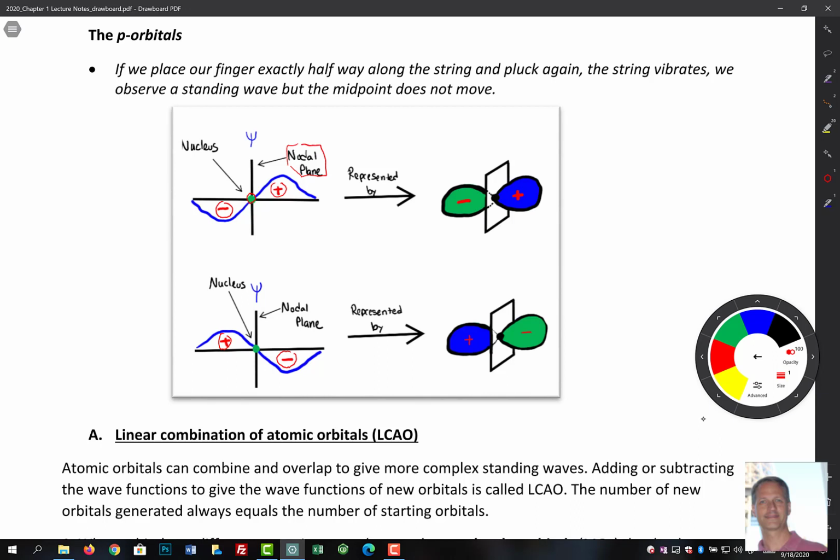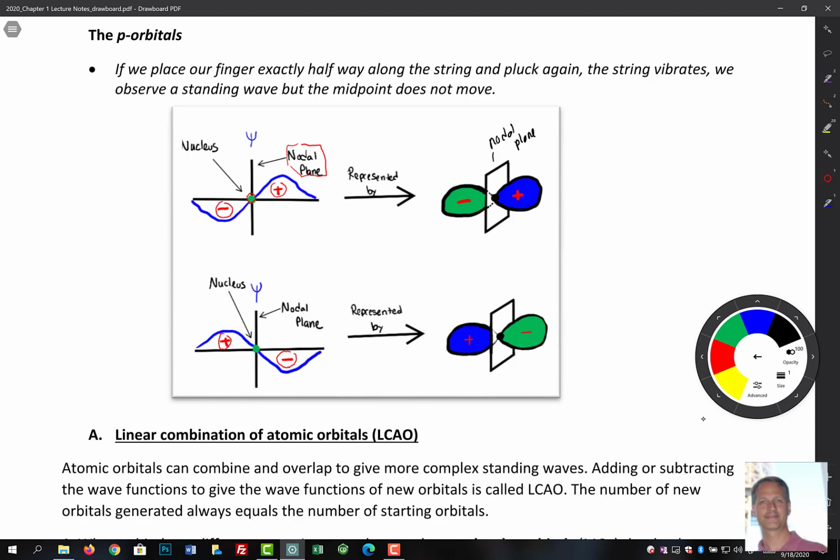Now, just like the s, we don't draw it like a mountain, we draw it like a circle. The p orbitals we usually draw as these bilobal orbitals. Here's our node right here in the middle. This is our nodal plane. And we have a plus lobe on this side and a minus lobe on that side. So we get these 2 lobes here.